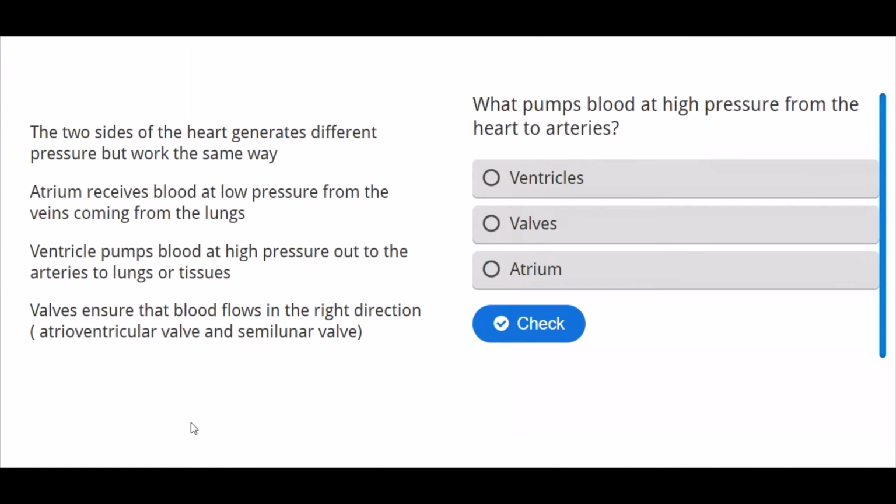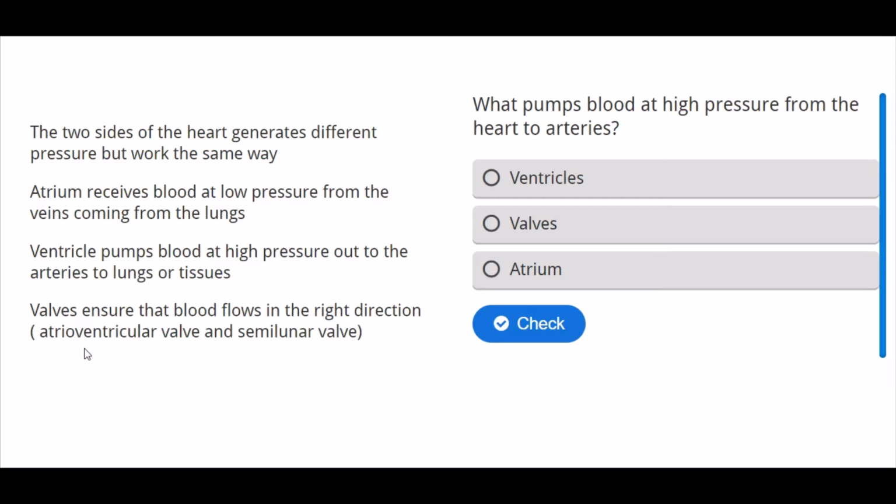The two sides of the heart generate different pressure but work the same way. The atrium receives blood at low pressure from the veins coming from the lungs, while the ventricle pumps blood at high pressure out to the arteries, to lungs or tissues. Valves ensure that blood flows in the right direction.